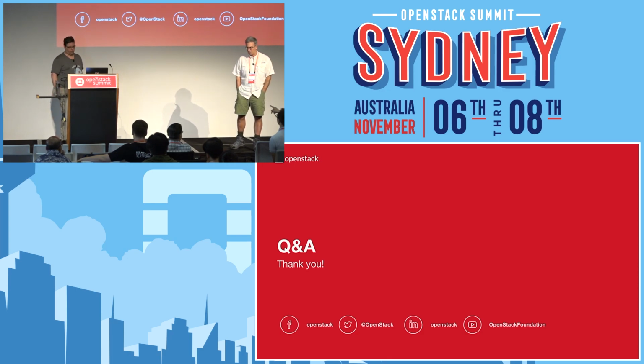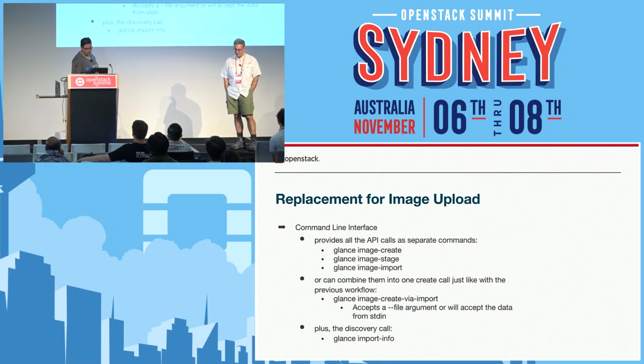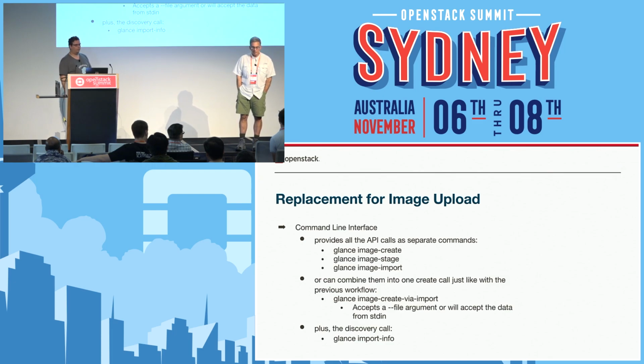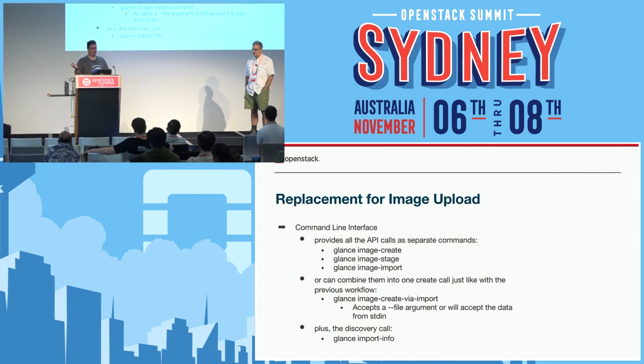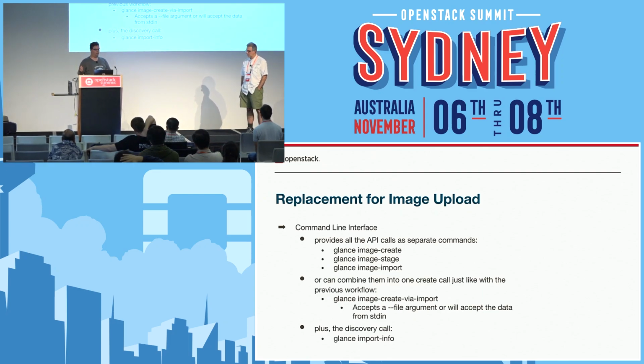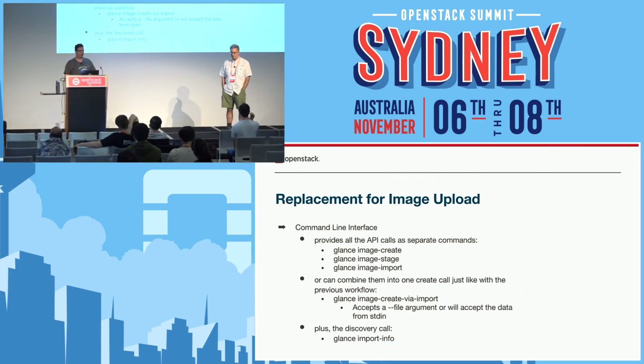Can we go again to that slide where you describe the glance image-create, glance image-stage? Right. This one? So as a user, I try to import an image, create an image in Glance. I need to go through all those steps. Yes, from an API perspective, yes. Like I mentioned, in the Glance client we implemented a single call. You just run image-create-via-import. You give it the mandatory properties, and you give it a file as a file argument and path, or you pipe it to stdin, and it will just go through all of that, and then you can just poll until the image becomes active.